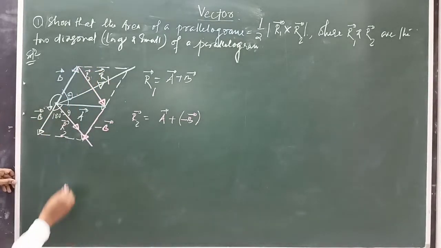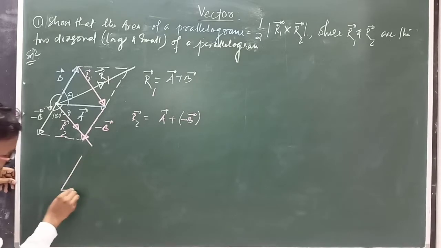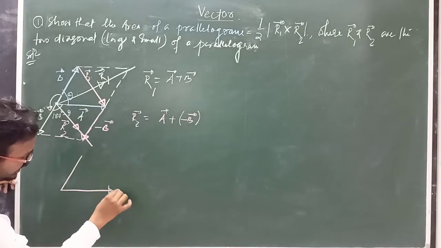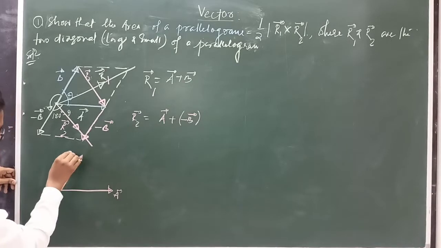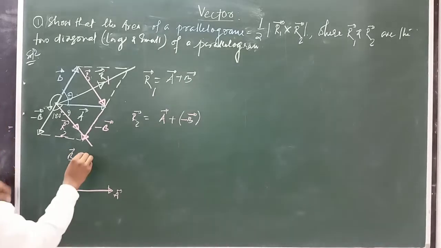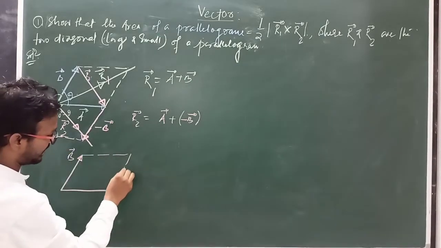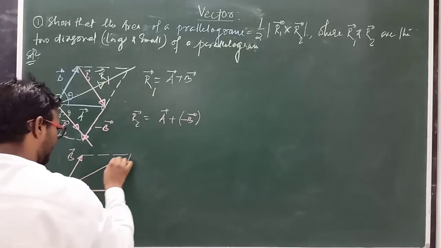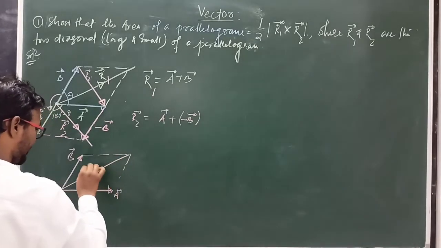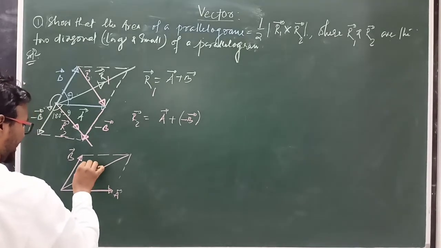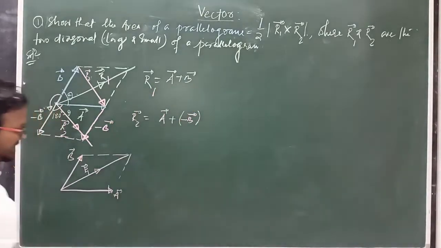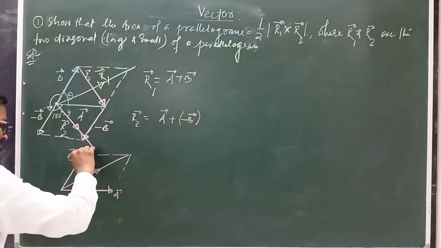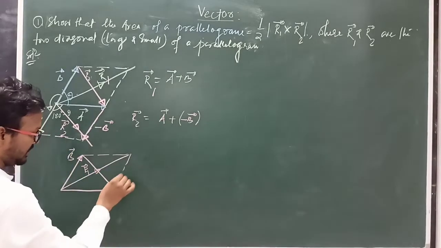So if you draw a diagonal here, then this vector is a and the second vector is b. Now complete the parallelogram. This diagonal represents the r1 vector, whose magnitude is a plus b. Similarly, this vector is r2. Clear?